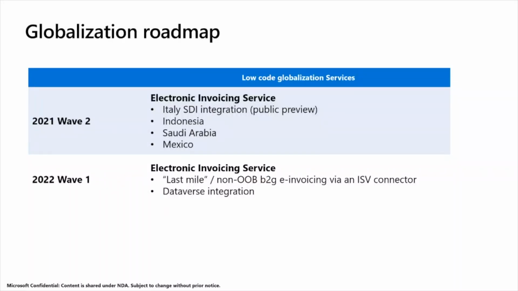So just moving forward for the final part of the session. This is our roadmap, what we have ahead. For 2021 wave two this year, we have planned the electronic invoicing service in the Italian SDI integration, which is going to be public preview. Indonesia, Saudi Arabia, and Mexico. And for 2022 wave one, which is going to be beginning of next year, we plan the last mile non out of box B2G invoicing via an ISV connector and Dataverse integration.